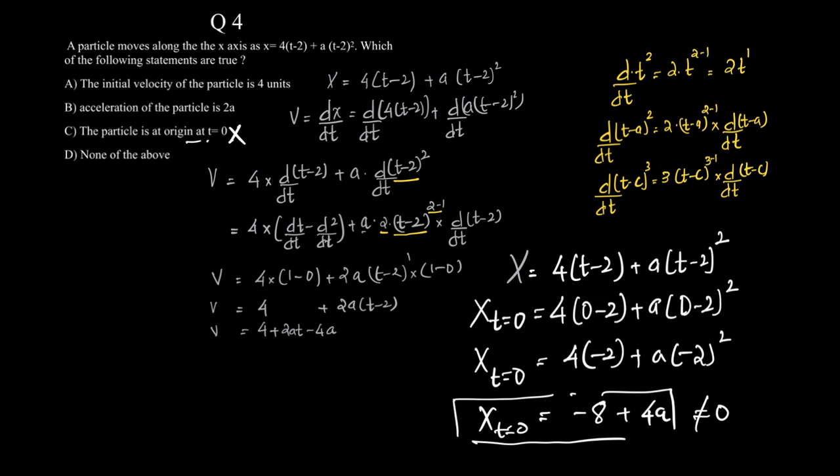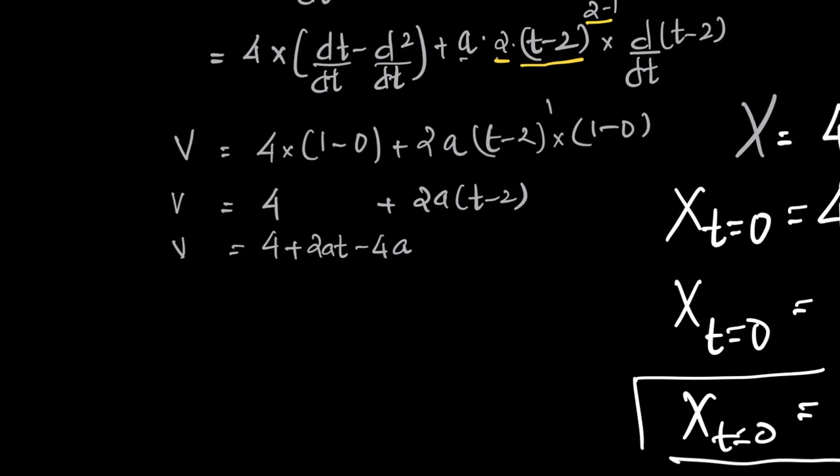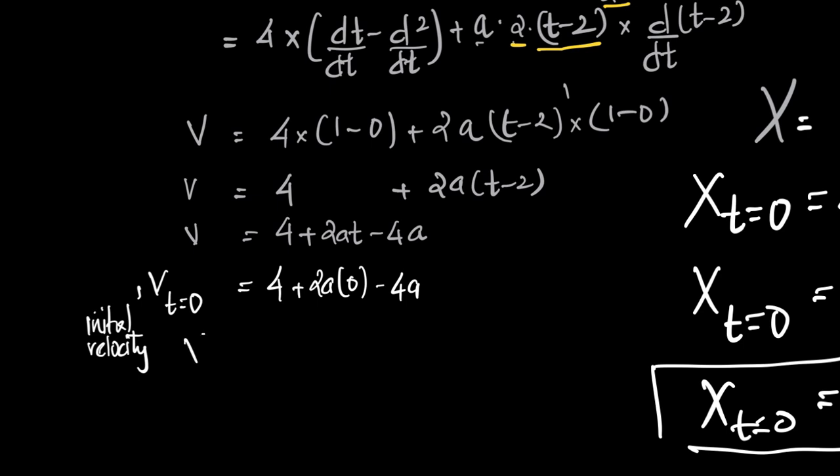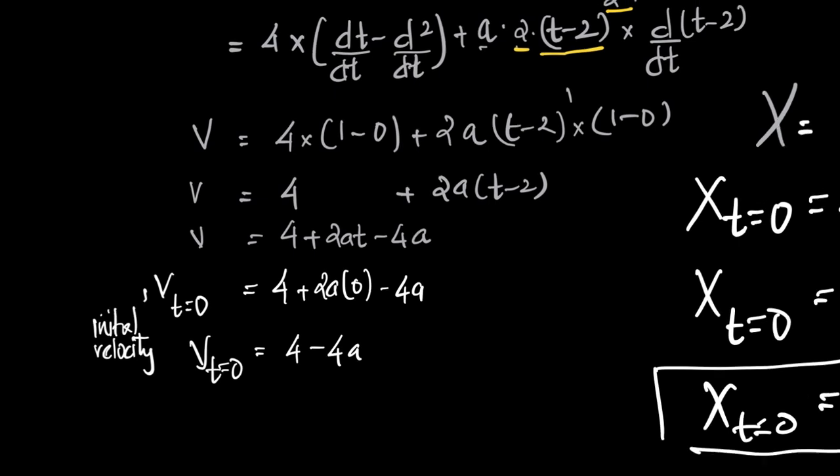Now the second point is that the initial velocity of the particle is 4 units. Okay, so let's find out that too. Since v is equal to 4 plus 2at minus 4a, we can find v at t is equal to 0, which is actually the initial velocity. It is equal to 4 plus 2a into 0 minus 4a. So v at t is equal to 0 is equal to 4 minus 4a. So that option is also wrong.